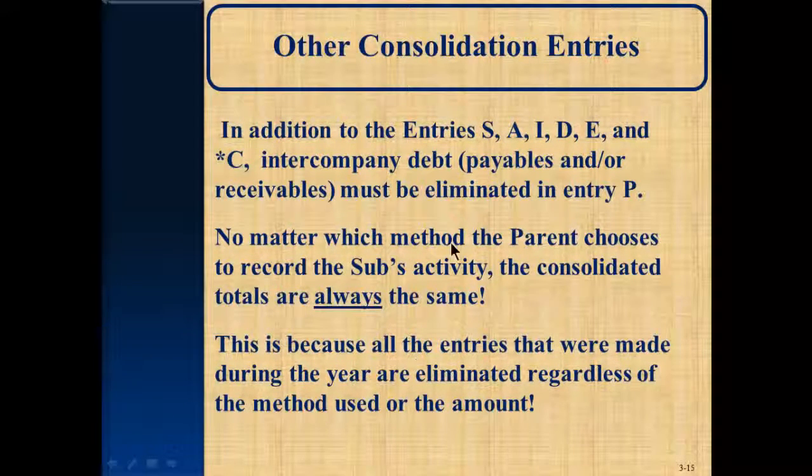Now, the standard entries S, A, I, D, and E. You also have an intercompany entry. If you have an intercompany debt or receivables, you have to eliminate that with entry P. Now, I can tell you this: there is not a situation I have ever seen where you don't have intercompany receivables and payables. And most of the time in practice, what you're going to find is that it is one account on every entity's books. So, I'm the parent company and I'll have one account. It's not like I have an intercompany receivable and then down on my liabilities I have an intercompany payable.